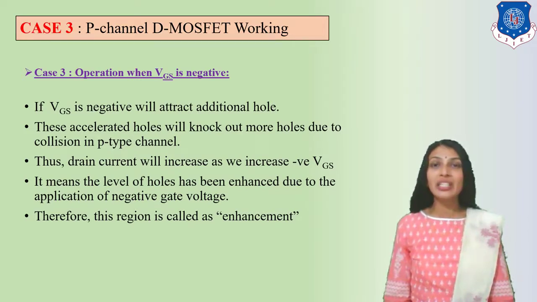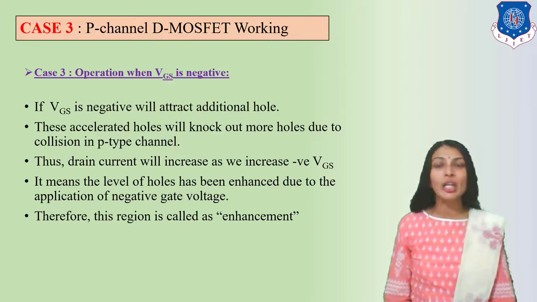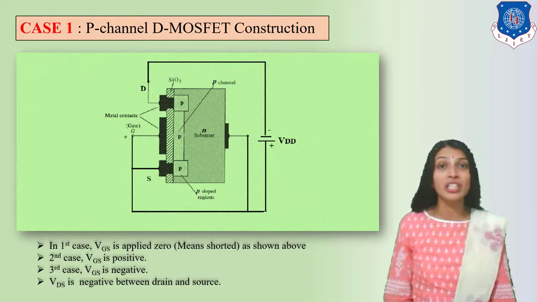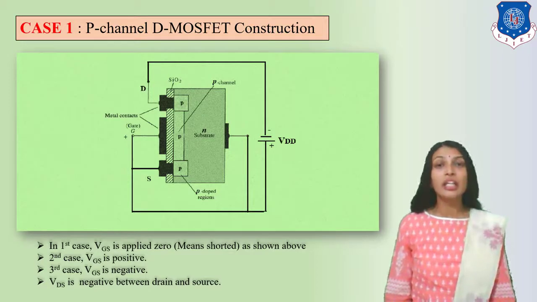So it will be studied in the enhancement MOSFET. Right now we are discussing the depletion MOSFET working. The most important cases are case 1 and 2. Case 1, that is 0 gate voltage, maximum free majority charge carriers are available in the channel. Here it is a P channel, so majority charge carriers are holes. If free holes are available, maximum current flows.